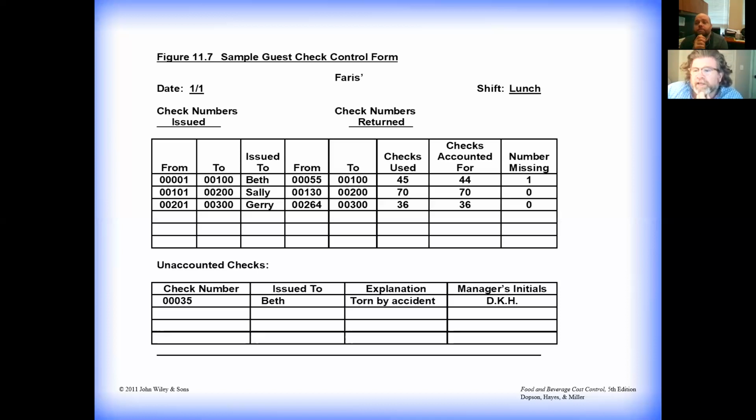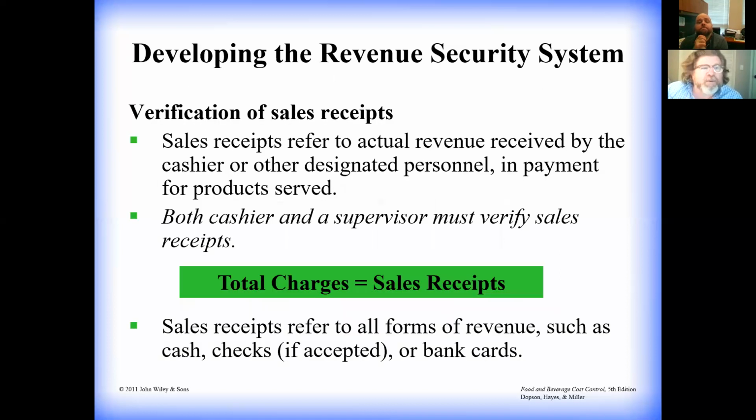Then we want to verify our sales receipts. The actual money that comes in should match what we issued to the guests. So for all the tickets that come out of the kitchen, there should be money that matches that amount. Why would we care about that, right? Yes, the margins are already tight, so it's very important to make sure you are getting the money that you deserve for the products and services that you gave out.